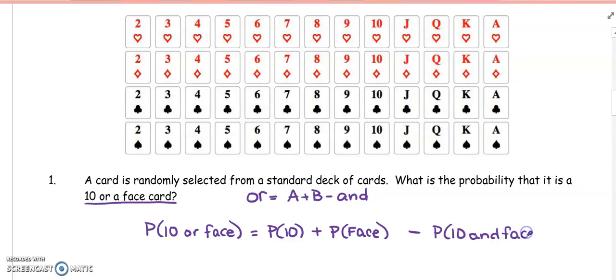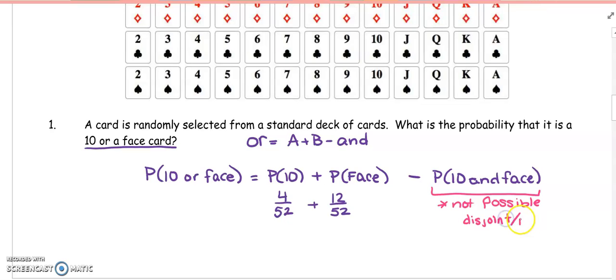and a face. So the probability of a 10, well, I have 1, 2, 3, 4 10s. That's 4 out of 52. The probability of a face, that is 3 times 4, that's going to give me 12 out of 52. And then the probability of it being a 10 and a face. Well, let's think about it. Could it be a 10 and a face? It can't be, okay? Since you can't have it be a 10 and a face at the same time, we're going to see here that this is a disjoint or a mutually exclusive event that is happening.